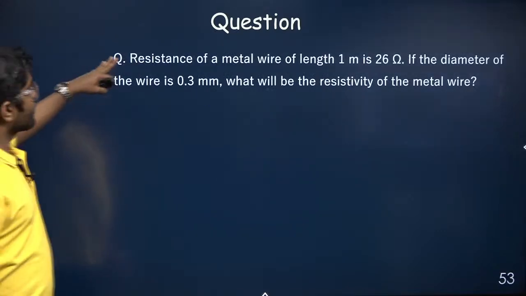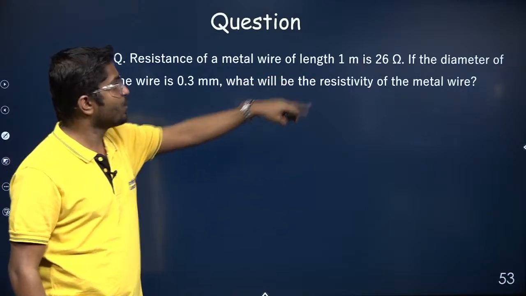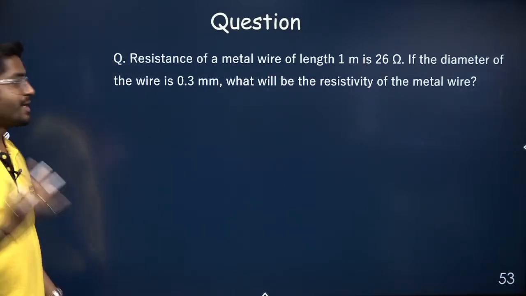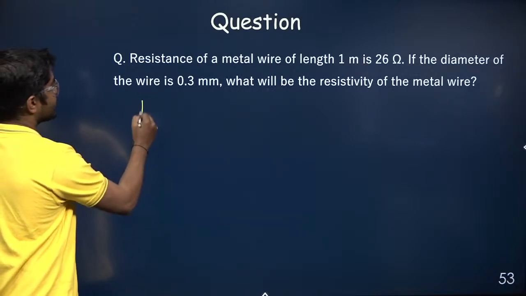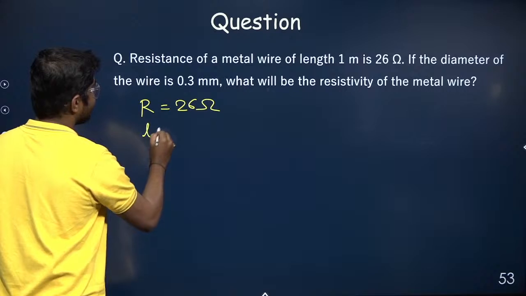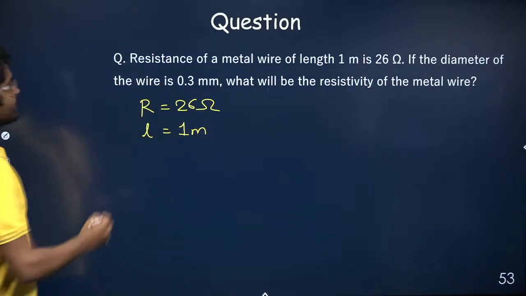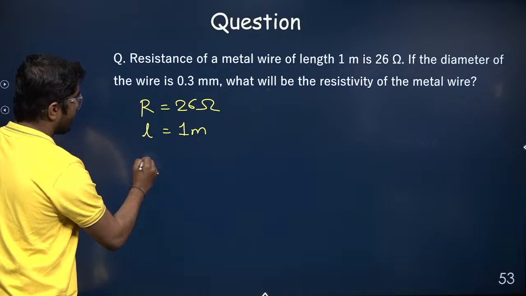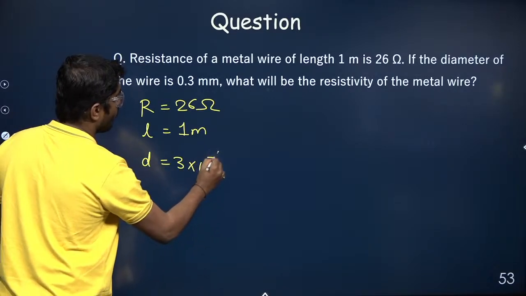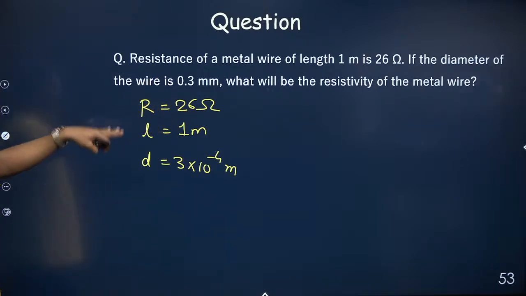So now, the resistance of a metal wire of length 1 meter is 26 ohms. There's a long question, so let's solve it fast. Resistance is 26 ohms, length is 1 meter, diameter of the wire is 0.3 mm. So diameter is 3 into 10 raised to minus 4 meters, correct? So what will be the resistivity of the metal wire?